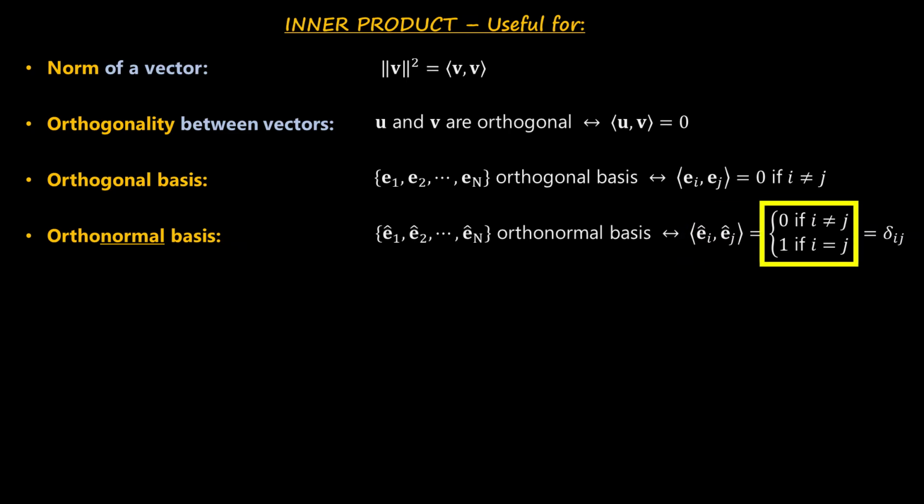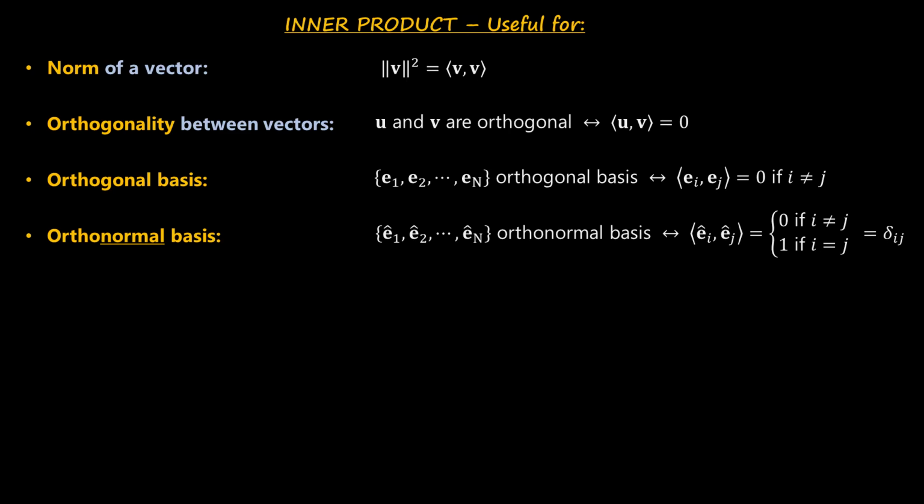This situation, in which something is 0 if i is different to j, and it is 1 if i equals j, appears a lot in physics and mathematics. And we have a symbol for this. This is called the Kronecker delta, and is written as delta subscript ij. So this symbol gets a value of 0 when i and j are different, and gets a value of 1 when i and j are equal.